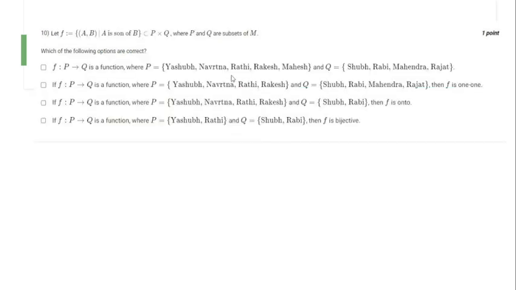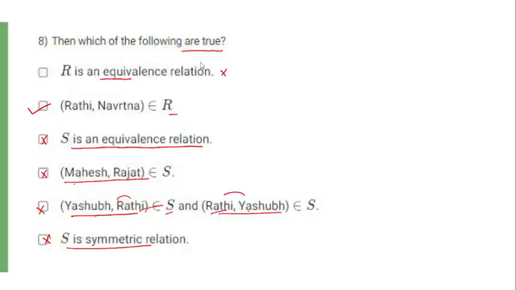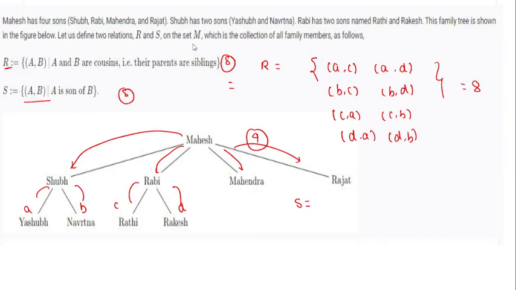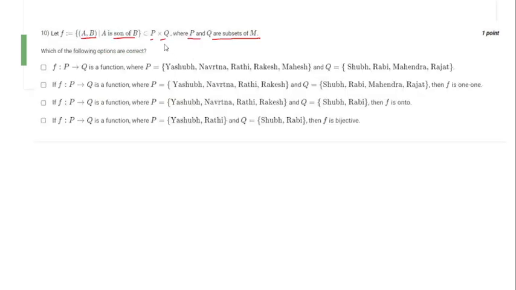Moving to the last question. In this question, the function is given as (a, b), where a is son of b, and it is coming from P to Q, where P and Q are subsets of M. Basically M is the collection of all family members, so we have to choose the correct option.